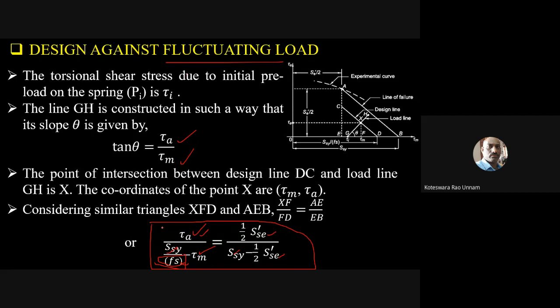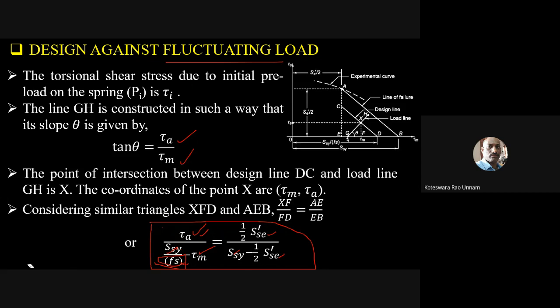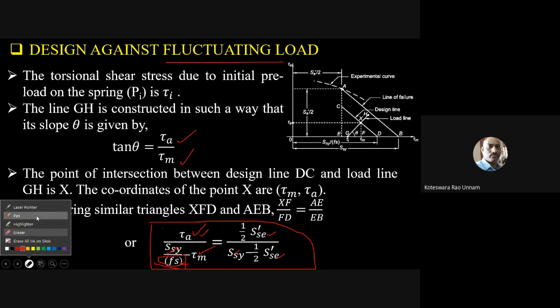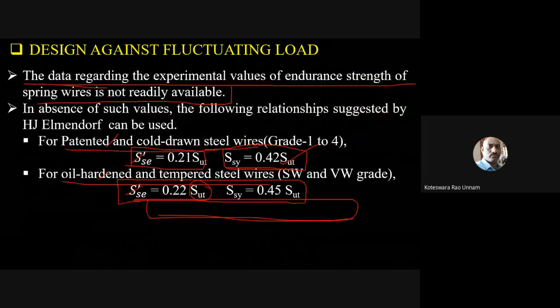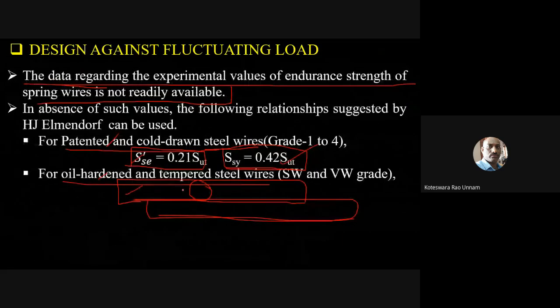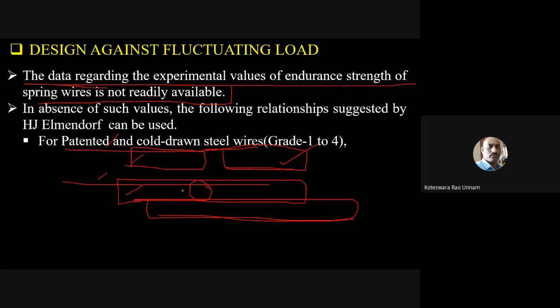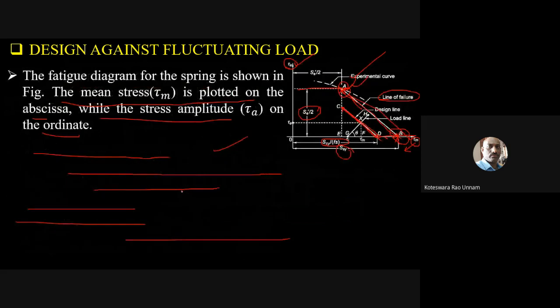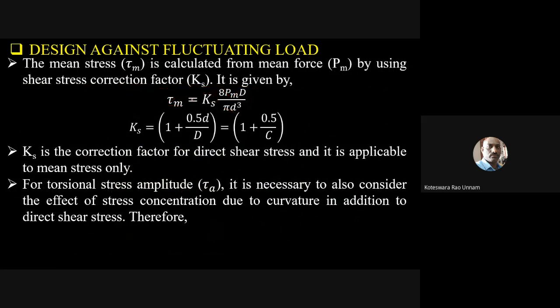It means you need to use only this formula. In this formula, you need to get tau A and tau m. I already showed you the equations for how you can compute tau A and tau m. In the beginning, we have seen those equations. Those are the important things here. Tau A is calculated based on the amplitude of the force. I'll go back. Yes, see, this is the formula you need to use for tau m.